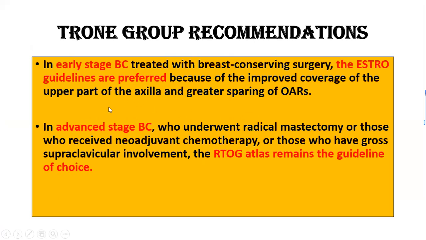What they have given is that when the patient has early stage breast cancer and is treated with breast conservative surgery, ESTRO guidelines are most preferred. But in locally advanced breast cancer, when the patient underwent radical mastectomy, or received neoadjuvant chemotherapy, or when there is a gross involvement of the supraclav, RTOG remains the guideline of choice. So this is the broad division. But there are again high risk features in the early stage, and there are even high risk features in the locally advanced disease.